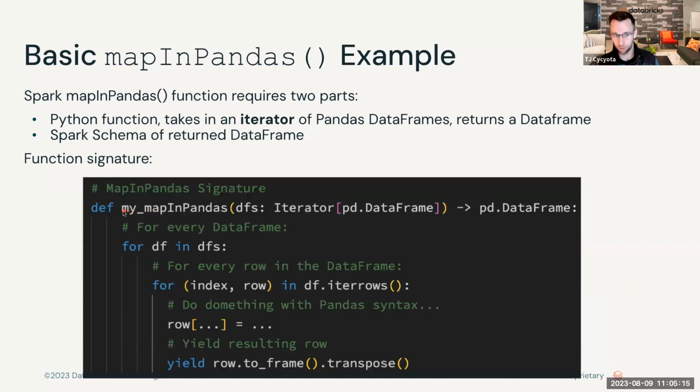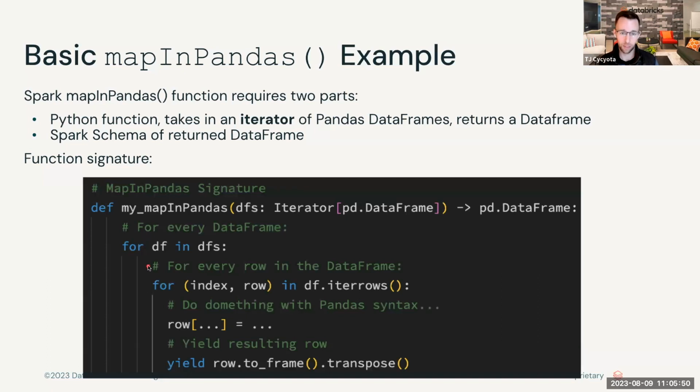The most common way MapInPandas gets used is, first of all, you'll define your signature. My function name is just my MapInPandas. Again, it takes in an iterator of data frames. So this dfs is an iterator, and then it's going to return back a pandas data frame. The most common pattern is to iterate through the iterator of data frames, so we're going to perform data frame by data frame operations on our input. So our first for loop is for data frame in the data frames iterator, and then we can start to do normal pandas operations.